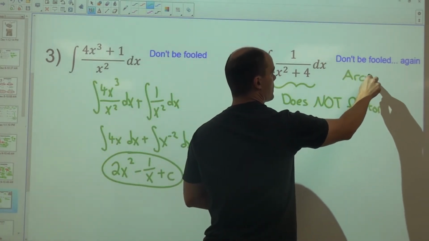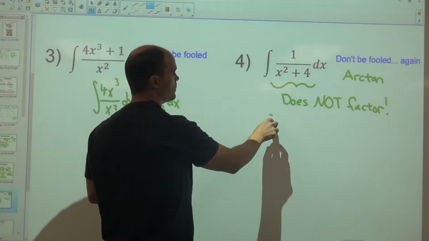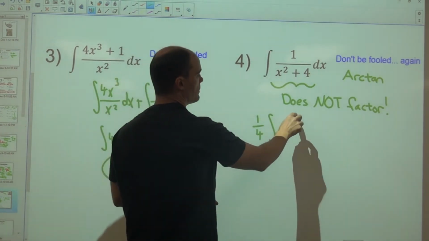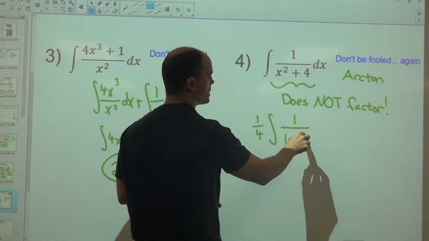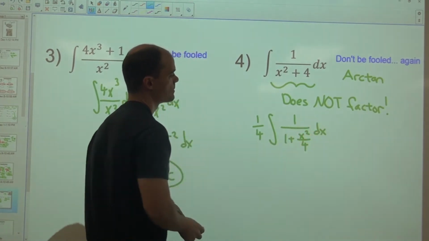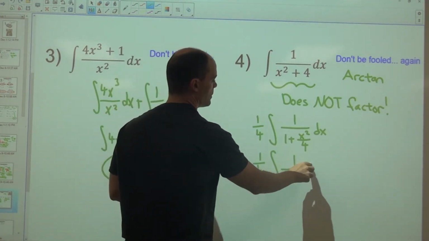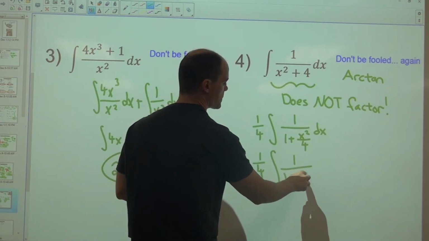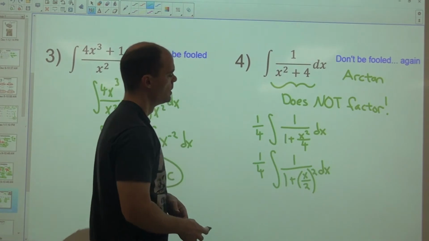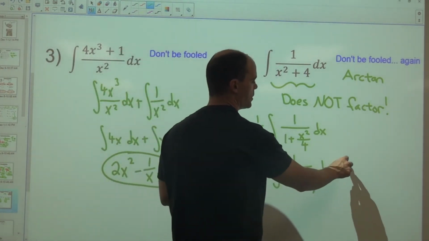This is an arctangent, and just for fun, let's go through that. We'd have to pull out the 4 from the bottom, which is a 1/4. That would leave us with 1 over 1 plus x squared over 4 dx. And now as I rewrite that, 1 over 1 plus, well, x over 2 squared. That's going to give me my original piece. So this is a little baby u sub.